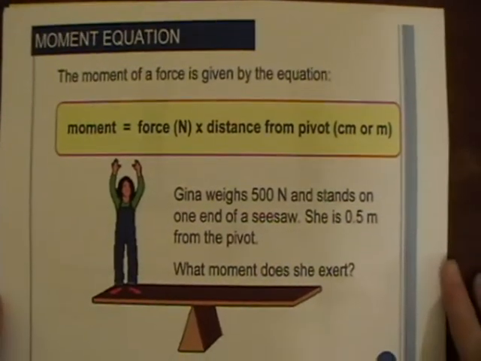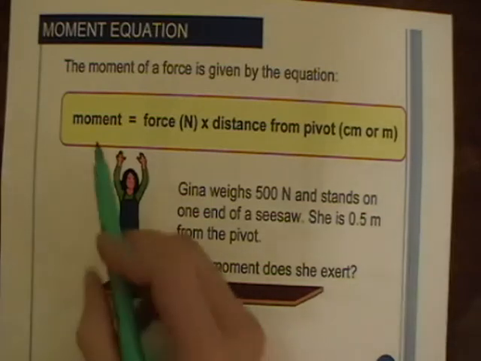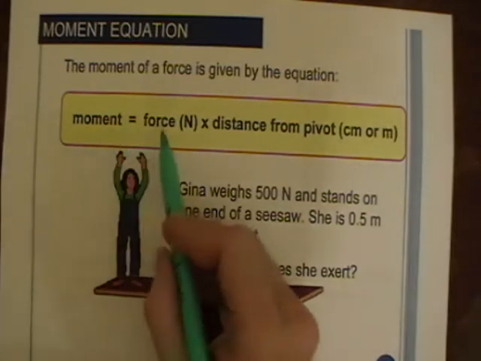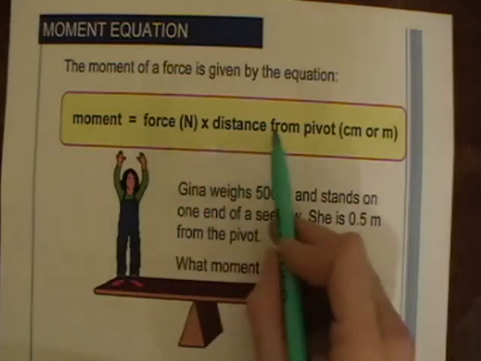Right, the moment equation. We've already talked about how you increase the amount of moment exerted by a force, and it's given by an equation. The moment of a force is equal to the force that you exert multiplied by the distance from the pivot.